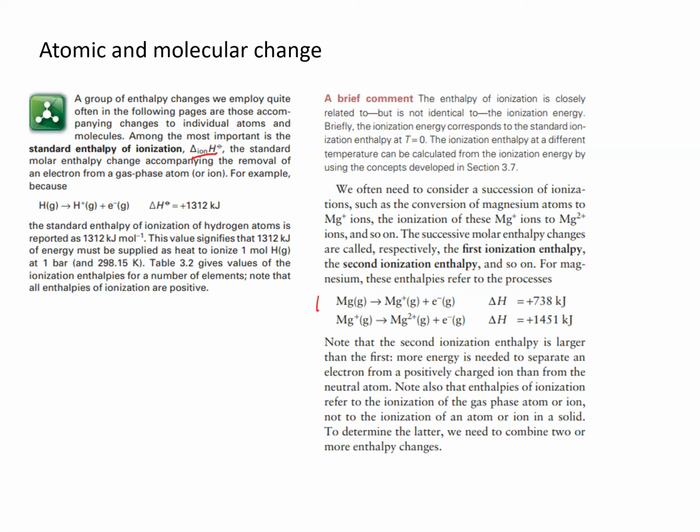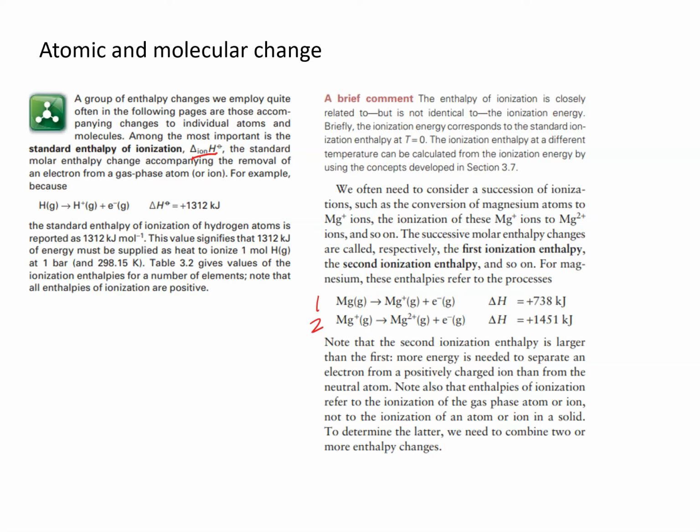Magnesium in gas phase is ionized by losing its first electron to form magnesium-1, and this has a change in enthalpy associated with it of 738 kilojoules. Now, the second successive ionization, going from magnesium-1 gas to magnesium-2 gas plus an electron, costs 1,451 kilojoules of energy. Note that the second ionization enthalpy is larger than the first.